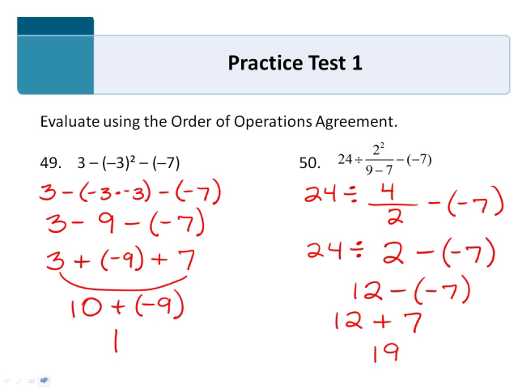And I think that's it, but let's check and make sure. Yep, that's it. So those problems should help you get ready for test 1.